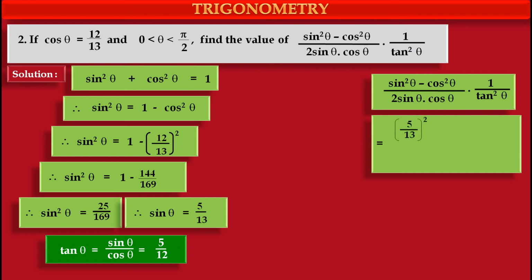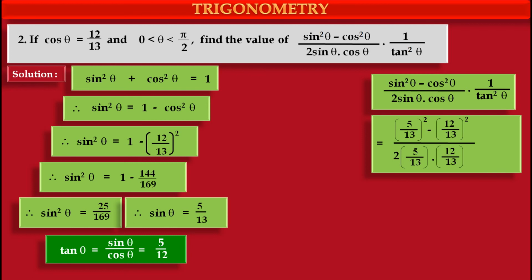now see, the first term is sin square theta, and we know the value of sin theta is 5 upon 13. So the square of 5 upon 13 is our first term, minus the second term, cos square theta, and the value of cos theta is given as 12 upon 13. So the second term is 12 upon 13 whole square. At the denominator, it is given 2 into sin theta into cos theta.